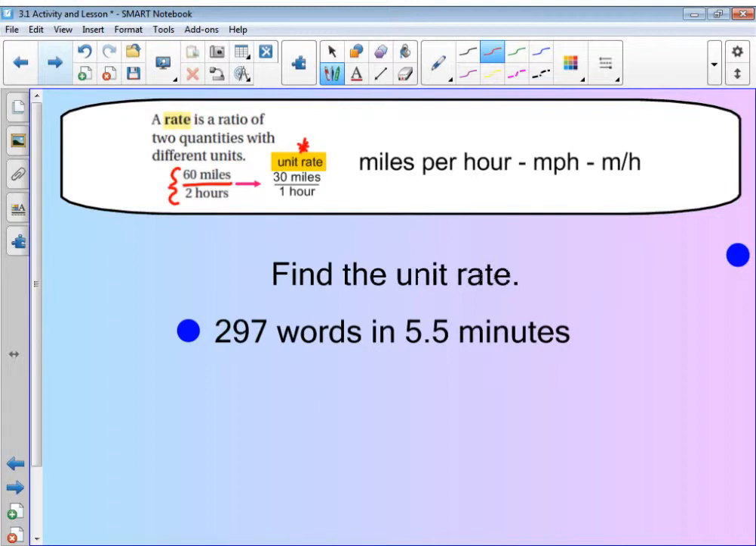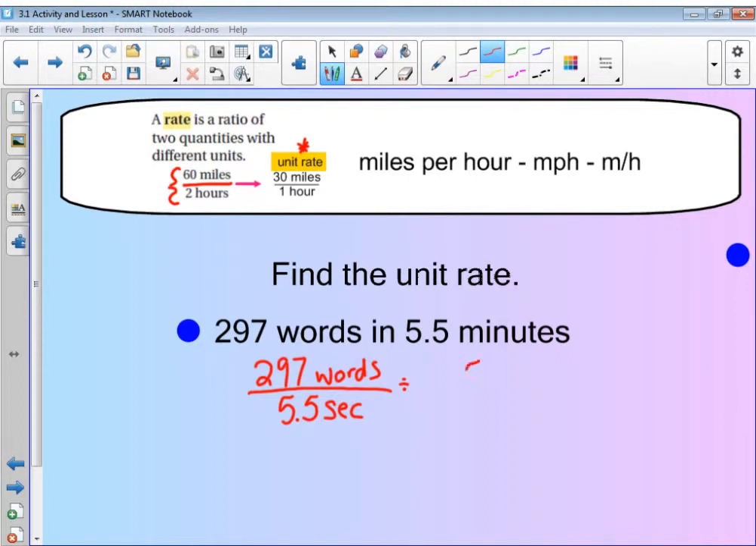A unit rate is always over 1, or 1 unit. So here we've got 297 words per 5.5 seconds. Left to right is top to bottom. I want to change this into its unit rate, or its reduced form. This little bar right here means to divide. So on my calculator, I can punch in 297 divided by 5.5, and that's going to give me my unit rate of 54.